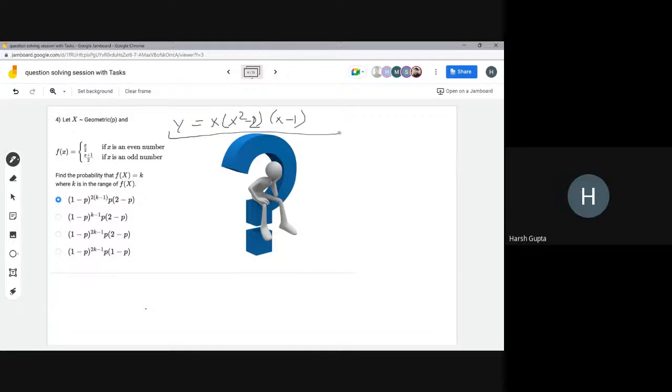So should I explain this expression? I don't know the exact expression for the question, but I think the expression is something similar to this. In this question, they have asked about the range, right? The range of capital X. So if X is geometric, the range will be from 1 to infinity.